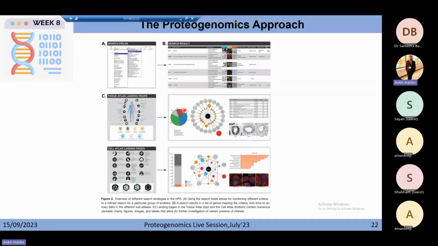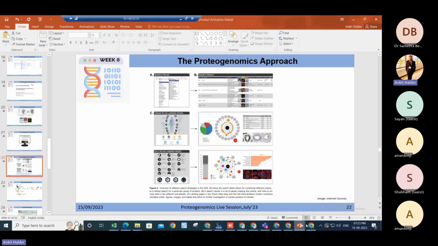So firstly, let us look at an overview of the different things there are in the Human Protein Atlas. First is combining different kinds of proteins, with links to primary data to the sub atlases. So let us go and look into the Human Protein Atlas.